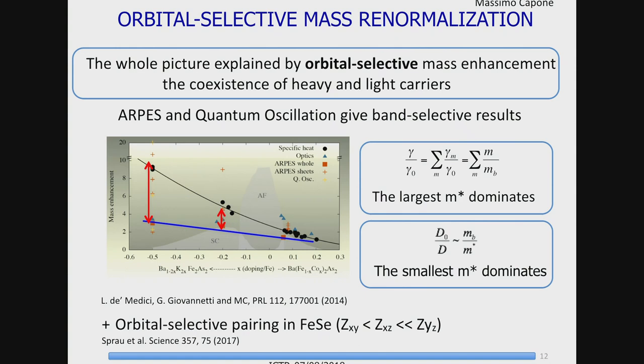All this data can be summarized by assuming that in this system there is a coexistence of different fluids with different effective masses. If there is a bunch of different effective masses, the specific heat, which is basically a sum over bands, will be dominated by the largest masses you have. While if you look at the optics, clearly the light guys, the ones with the smallest effective mass, will dominate the conduction. So everything is perfectly consistent. You have a bunch of data, and optics and specific heat set the boundaries. Basically, the whole story is summarized by an increase of the correlations, of the effective masses, going in this direction, and this increase is selective in some degree of freedom. Some part of the system has a much larger effective mass than some other.